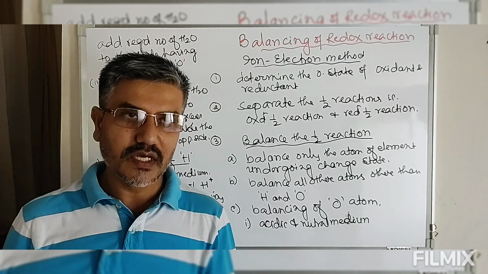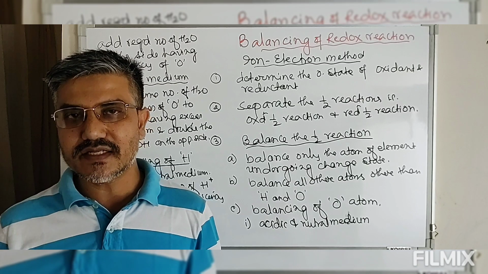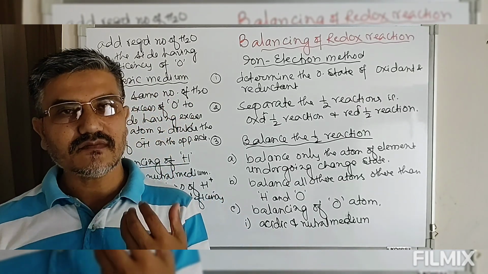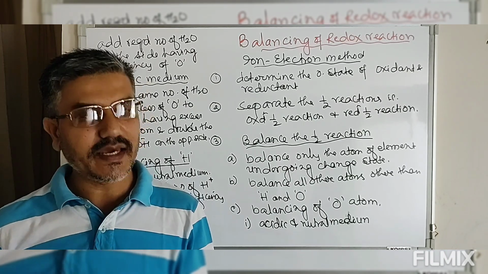By doing so, the number of hydrogen on left side and right side will be exactly balanced. In most cases, this will be very easy to handle.